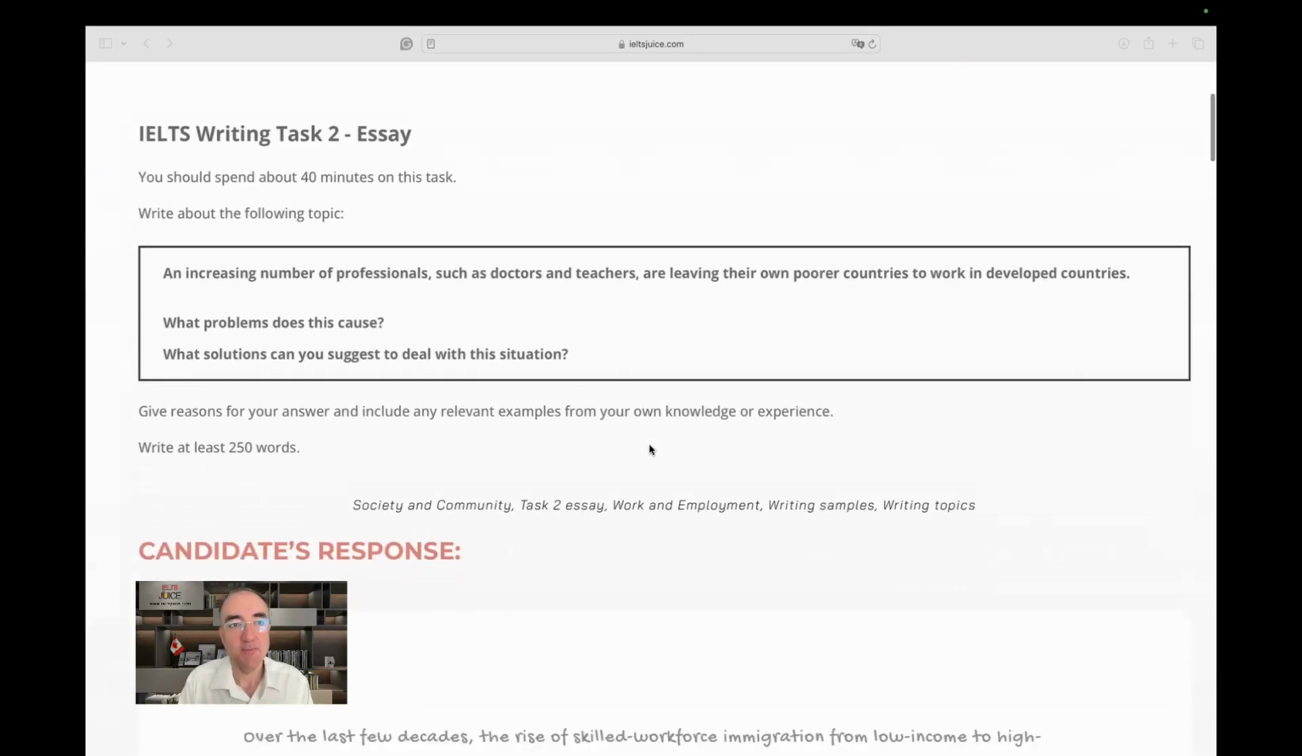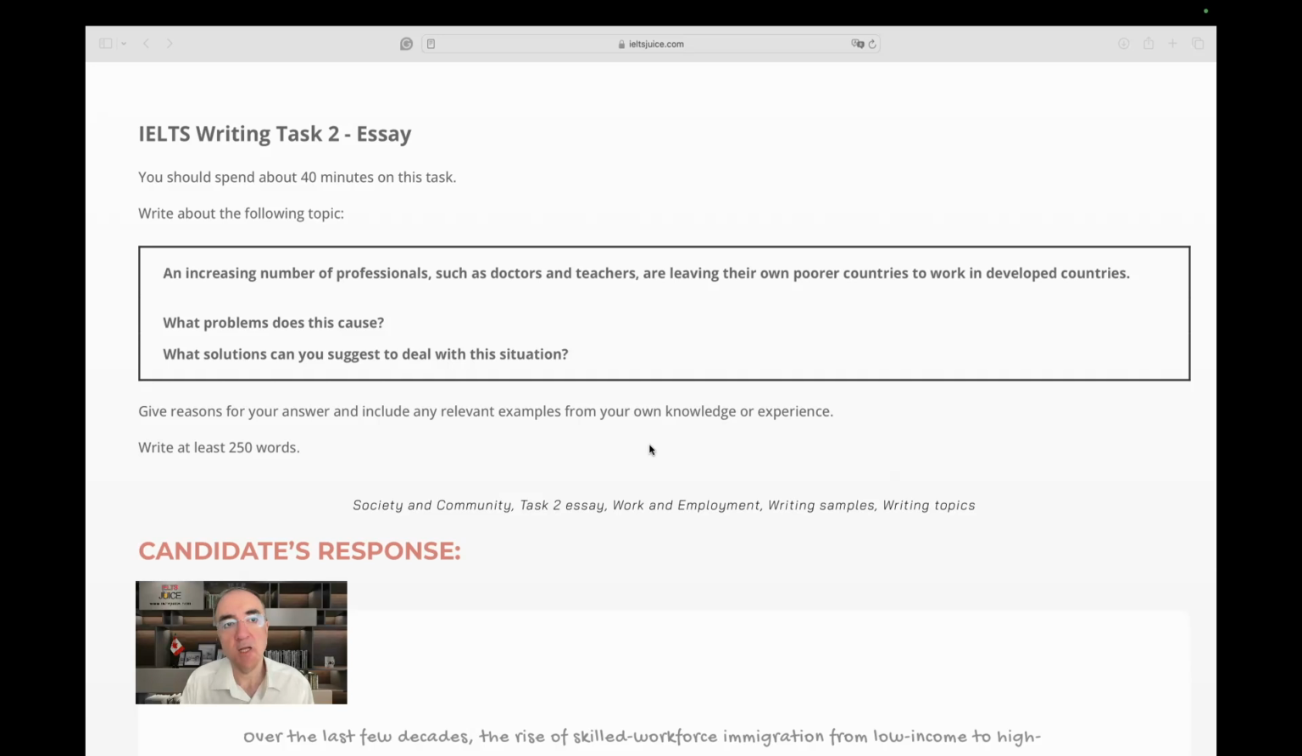The rubric says, an increasing number of professionals, such as doctors and teachers, are leaving their own poorer countries to work in a developed country. Oh, in developed countries. Sorry, I misread it. What problems does it cause? What solutions can you suggest to deal with this situation? In other words, what are the solutions?